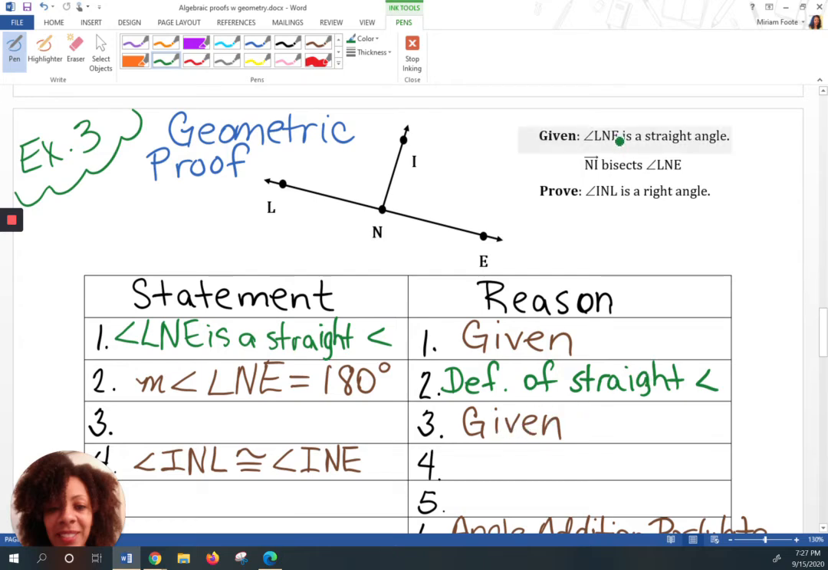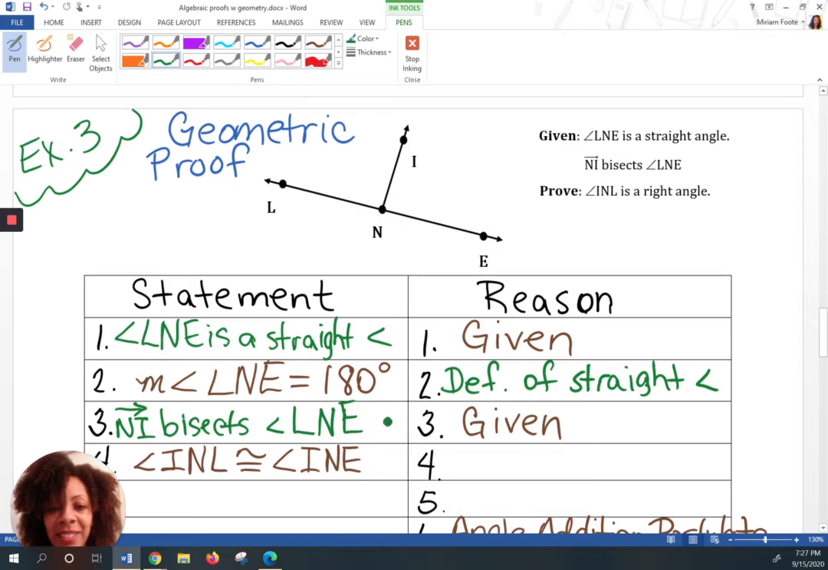Well, I've already written the first one, so I'm going to look at the second one, which is ray NI bisects angle LNE. So that's what I write for my statement. And all the while, I'm also looking at my figure so I can see what they're talking about. So ray NI bisects angle LNE means it's cutting it into two equal parts. So this is a straight angle because it forms a straight line.